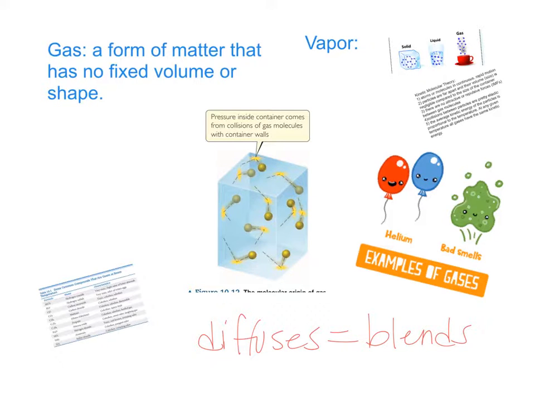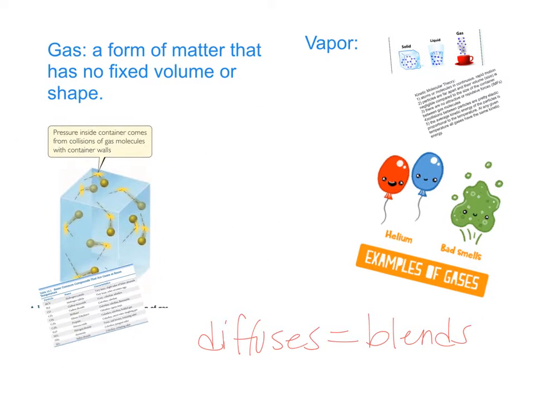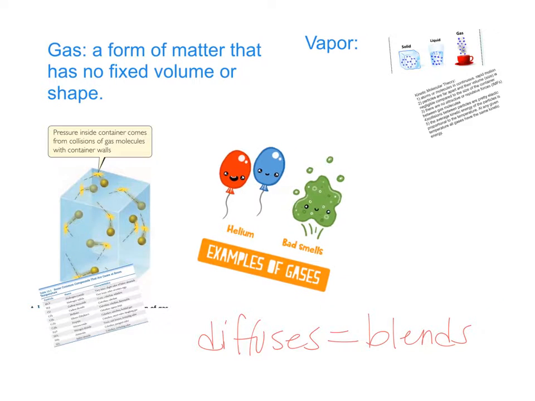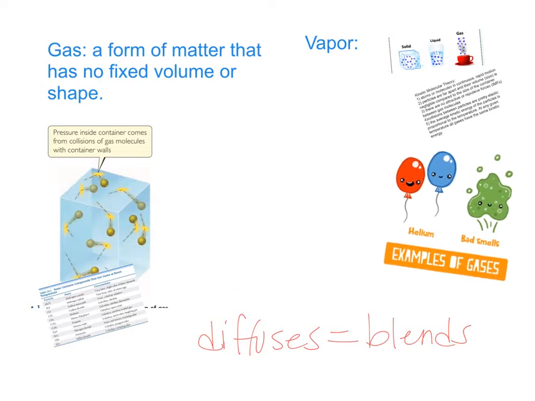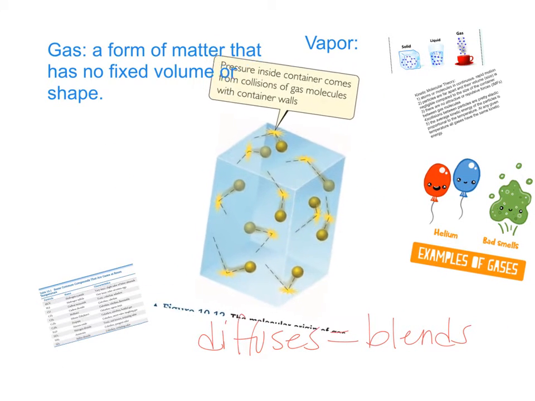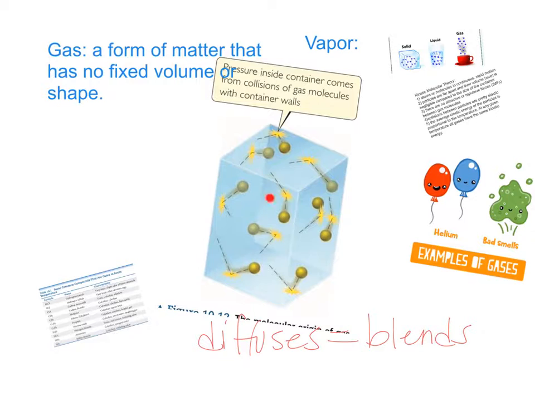These are some examples of gases. Helium fills up balloons. Bad smells come because there are gases in the air, and the molecules in those gases are reaching your nose. This is a picture of molecules in a gas. So you can see in a gas, molecules are far apart. We're going to talk about this more in detail in a second. And these molecules or atoms are moving around fairly rapidly. We'll come back to this picture in a second.